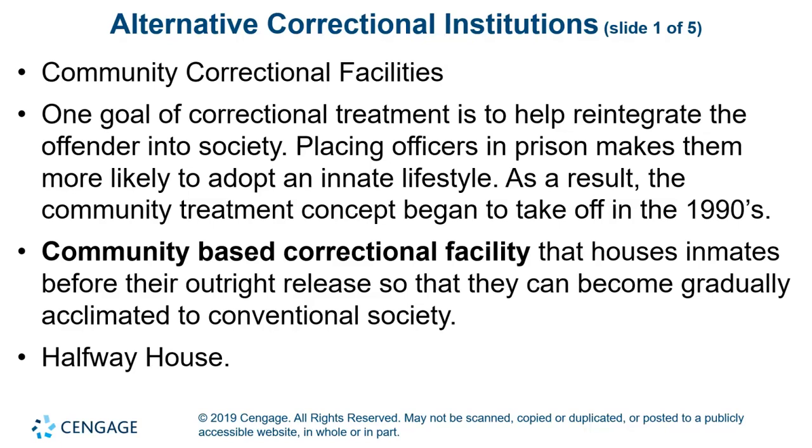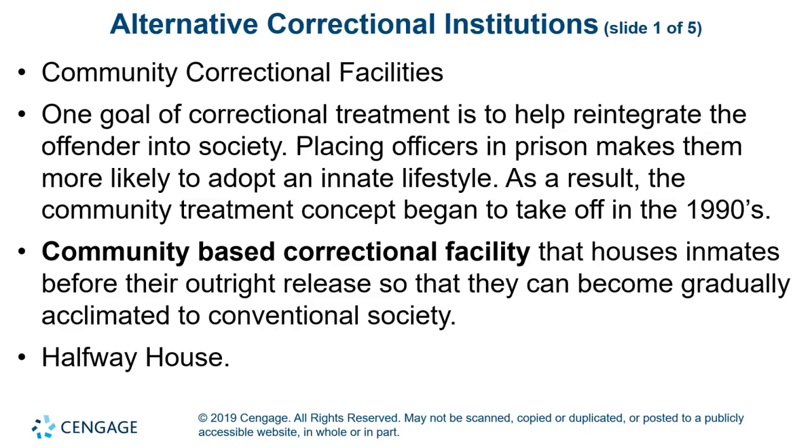We have community correctional facilities. Remember, one goal of correctional treatment is to help reintegrate an offender into society. And placing officers in prison makes them more likely to adopt a kind of an innate lifestyle. As a result, the community treatment concept began to take off in the 1990s. And a community-based correctional facility is one that houses inmates before their outright release so that they can get acclimated to conventional society. Almost like a halfway house, if you will.